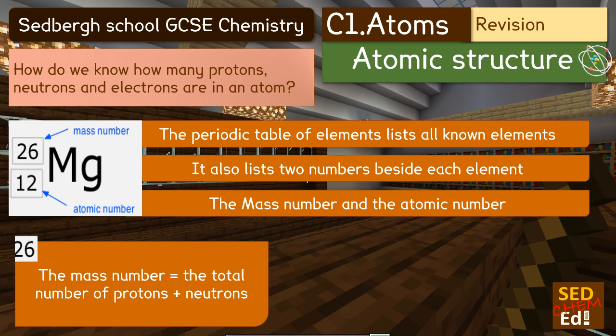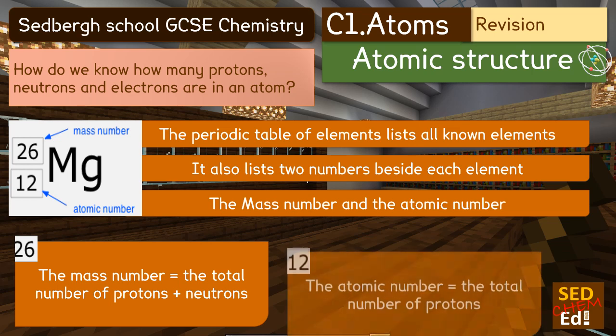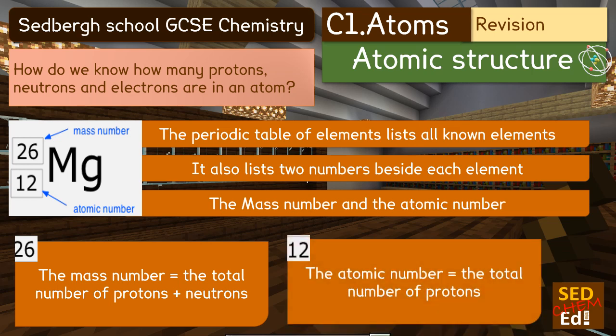The mass number gives us the total number of protons plus neutrons. Remember, protons and neutrons both have a mass of 1. So they contribute nearly all of the mass of any element. Magnesium has a mass of 26. It has a certain number of protons and a certain number of neutrons, which add up to a total of 26. How many protons? Well, that is told to us by the atomic number. The atomic number always tells us the total number of protons.